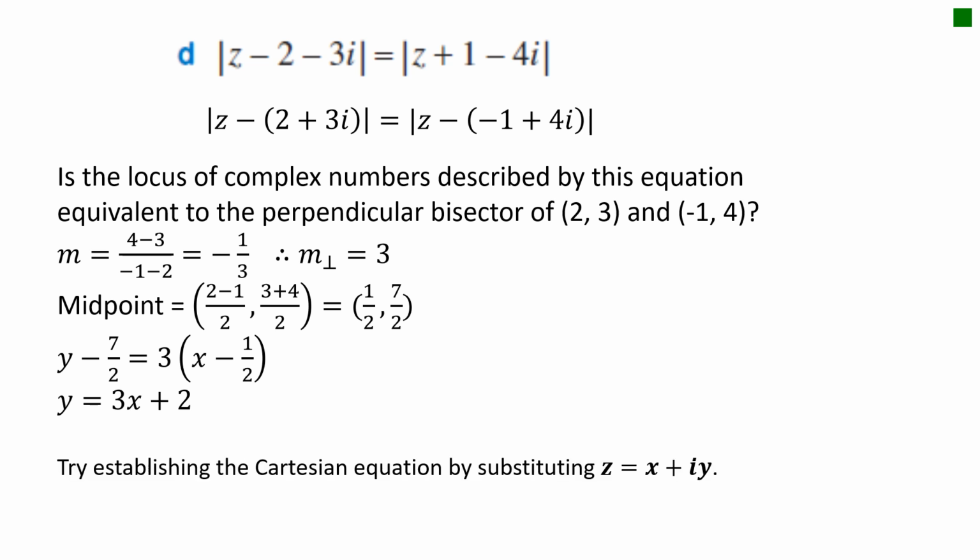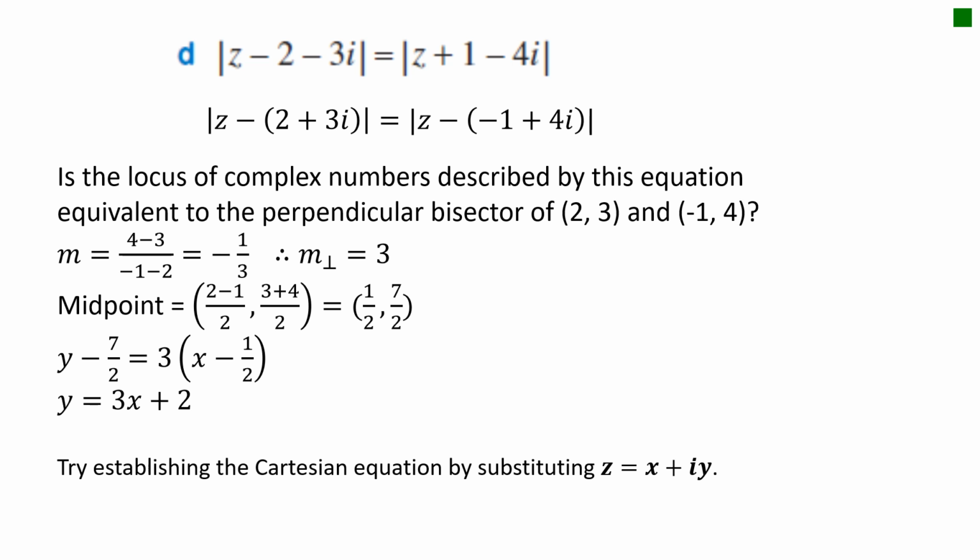Now, why don't you have a go at replacing z equals x plus iy, substituting it into the rule above and see if you can too get through to y equals 3x plus 2. I'll give you a moment to have a crack at that now.